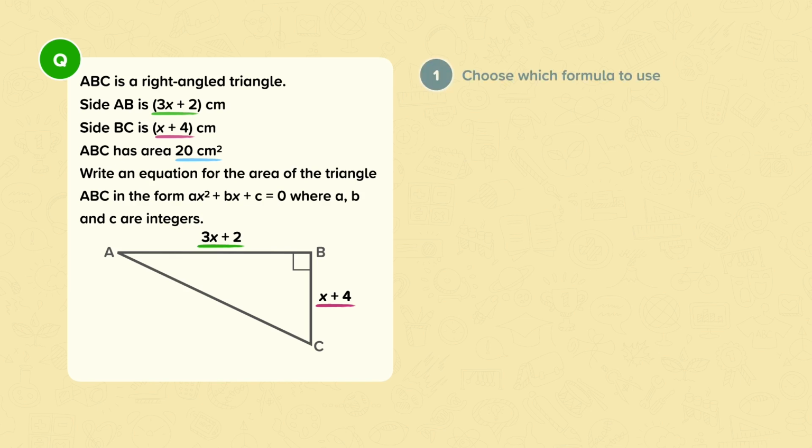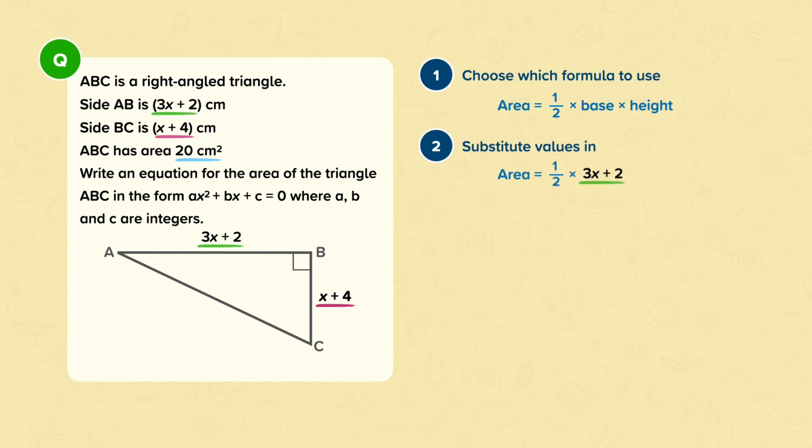So first, let's choose the formula that we're going to use. And for a triangle, area is half times base times height. Next, we substitute in the values of base and height, which are the two lengths given. And we know they're perpendicular because it's a right-angled triangle. So the formula becomes half times 3x plus 2 times x plus 4.